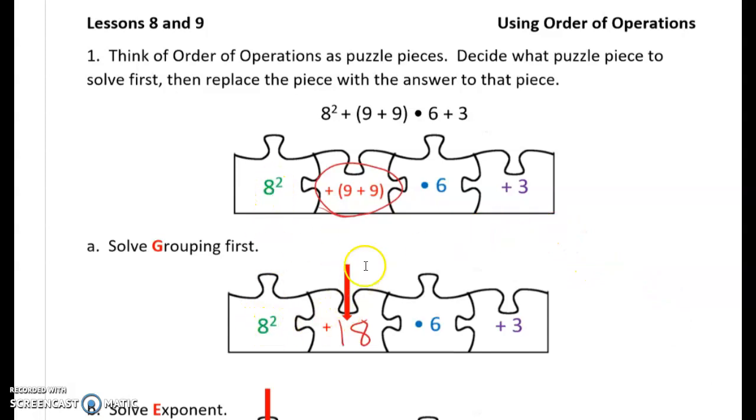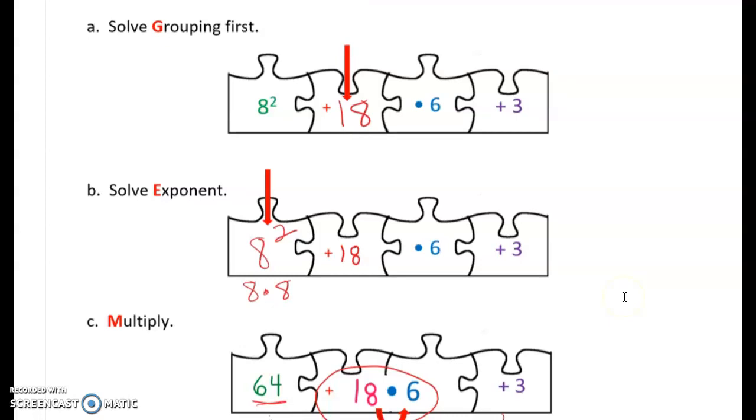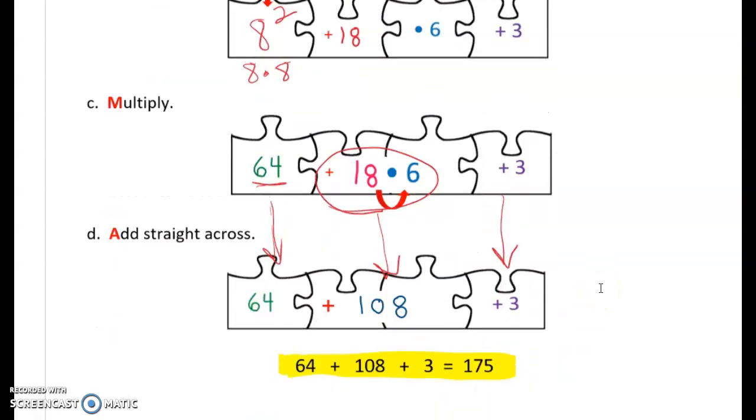Okay, so I'm going to bring everything else down. 8 squared comes down here, the 18 stays here, times 6, and then plus 3. Well, I'm going to move on. I know the next thing I have to do, if I look at all this, is my exponent. So I have 8 to the second power, or you could say 8 squared. Remember, it is not 16. It is 8 times 8. And if I put 8 times 8 in my calculator, I get 64. Okay, so then I'm going to bring everything else down, the 18 times 6 plus 3. I have a new equation.